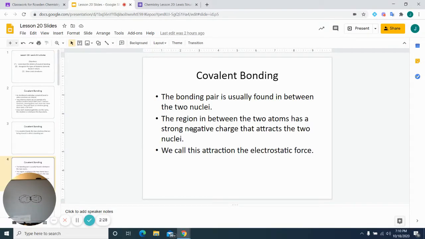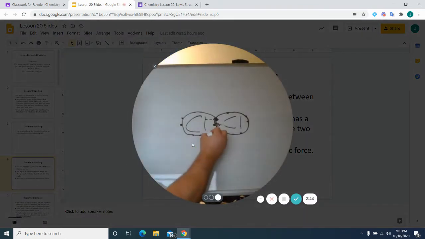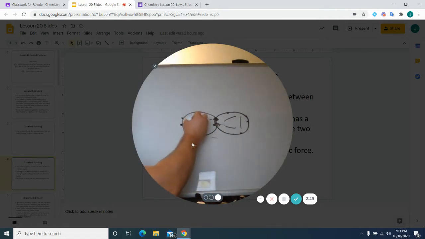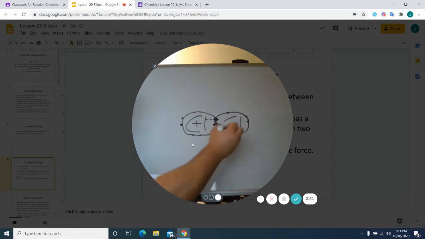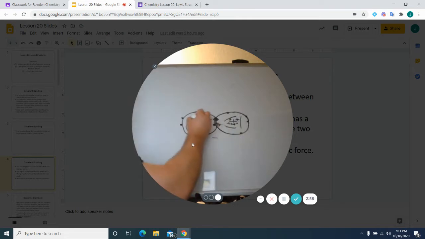And normally the bonding pair is found in between the nucleus of each atom. And what will happen is you have a region in the middle of them that will be negative because it has electrons. Remember, electrons are negative. So in this case, there's this region right here that's negative. And then what will happen is the center of the atom has a positive nucleus. And then the center of the atom right here has a positive nucleus. And it's positive because it's filled with positive protons. So I'll just make a bunch of positives in there. So it's got a bunch of positive protons in there.